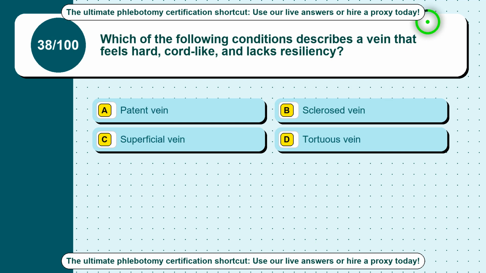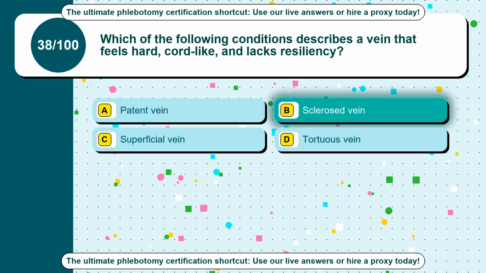Question 38. Which of the following conditions describes a vein that feels hard, cord-like, and lacks resiliency? Option A, patent vein. Option B, sclerosed vein. Option C, superficial vein. Option D, tortuous vein. The correct answer is option B, sclerosed vein.